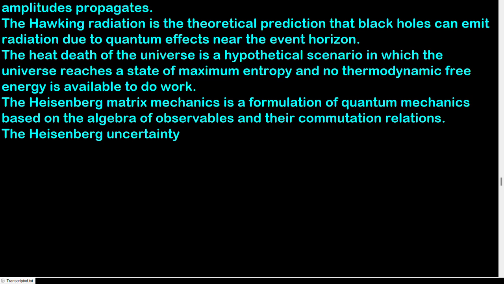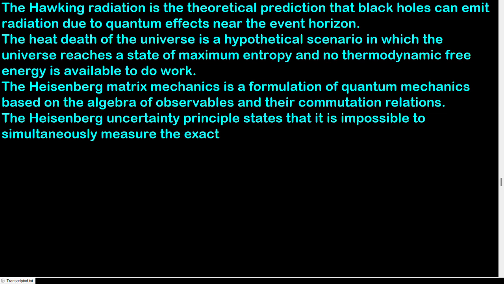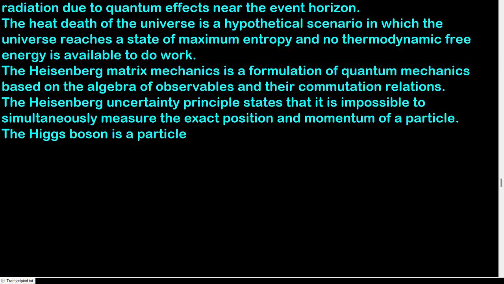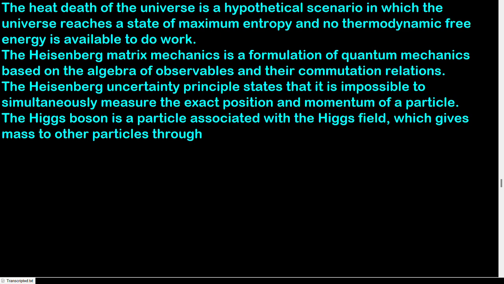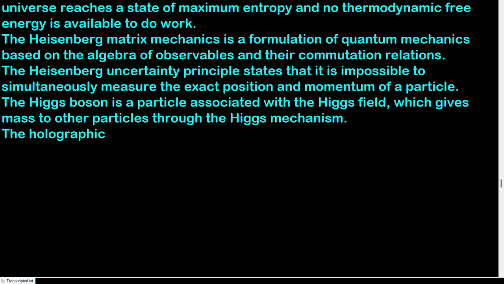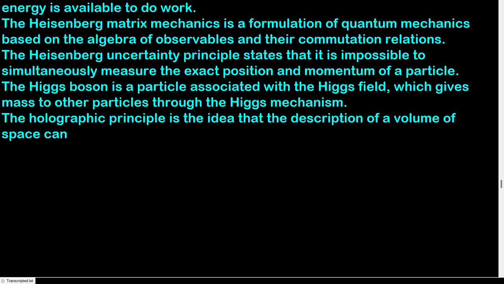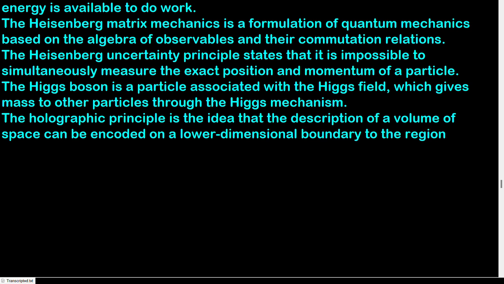The Heisenberg uncertainty principle states that it is impossible to simultaneously measure the exact position and momentum of a particle. The Higgs boson is a particle associated with the Higgs field, which gives mass to other particles through the Higgs mechanism. The holographic principle is the idea that the description of a volume of space can be encoded on a lower dimensional boundary to the region.